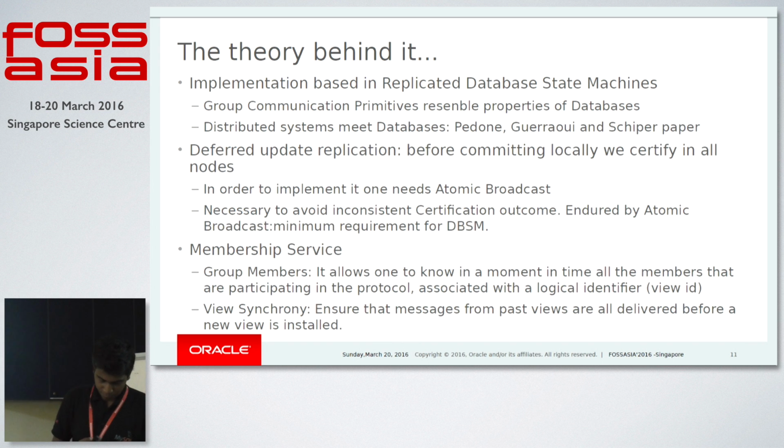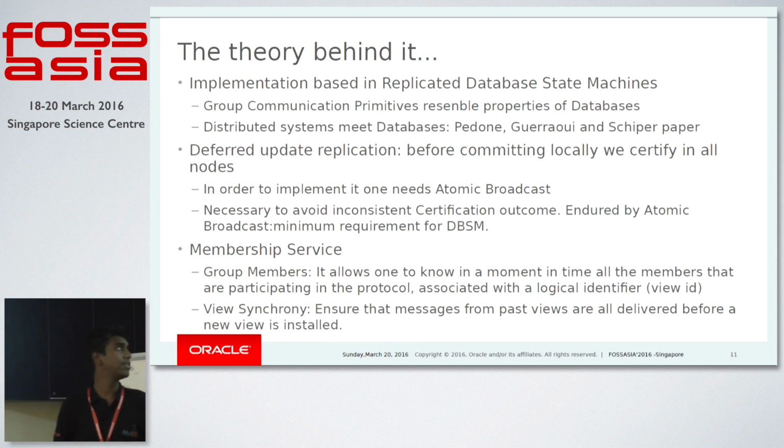Group replication is based on deferred update replication, wherein when we execute a transaction on one of the servers, we delay the commit till the point it is certified on all the members in the group. So if I execute a transaction on one of the servers in the group, before the commit it is actually sent to all the other members in the group, and only once it is certified is it committed. So we defer the commit to a later point after certification.